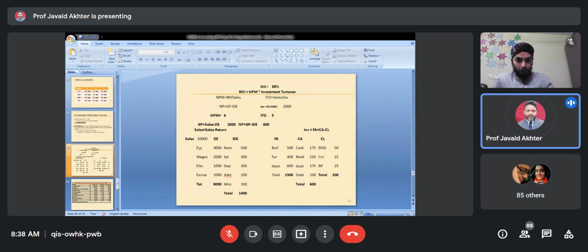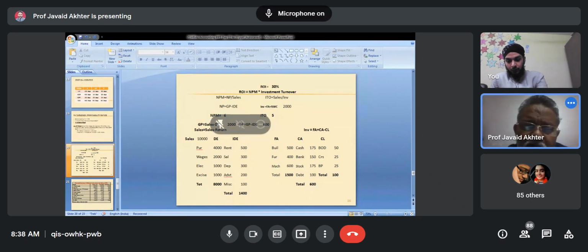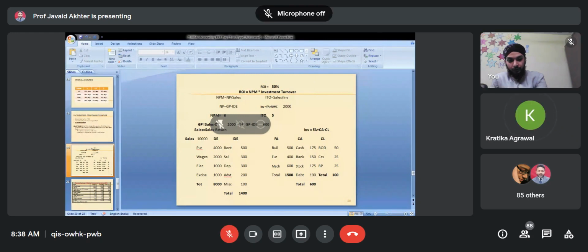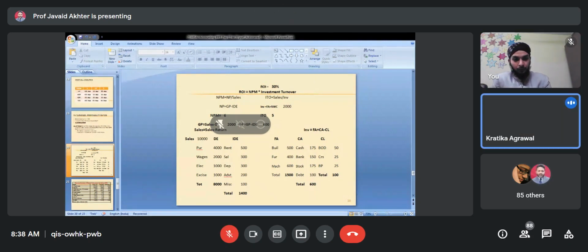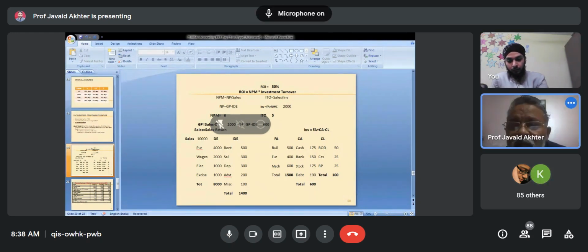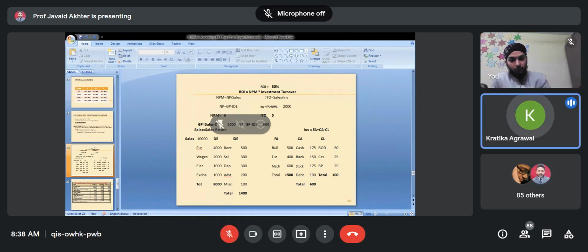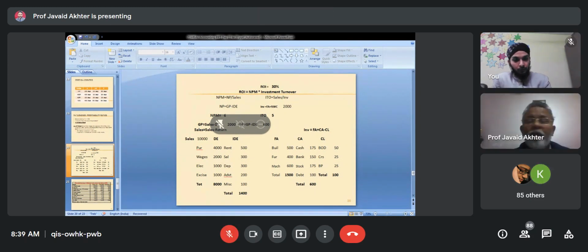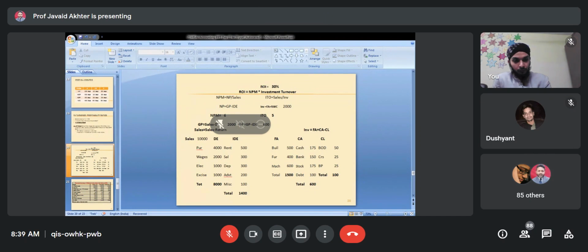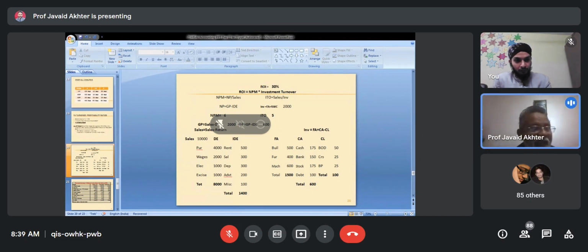Yes, sir. If they do so, what will be your conclusion? So they have copied the data. They have copied the assignments. And what will be the implication of that? 0 marks. So maybe negative. Dushyant said maybe.